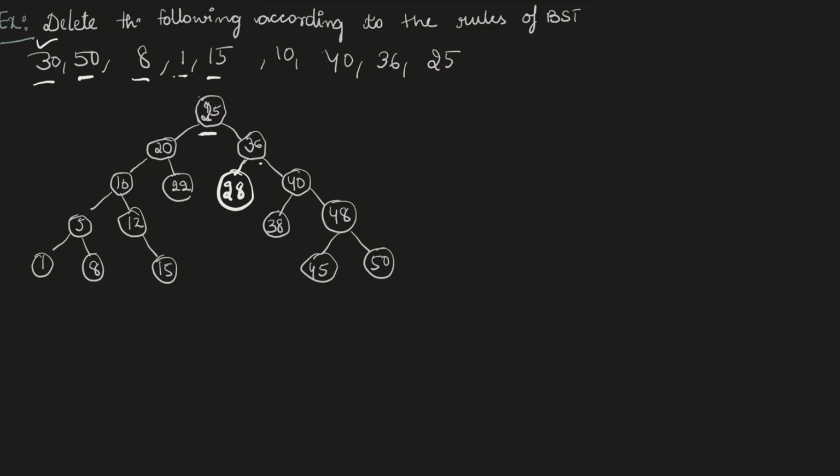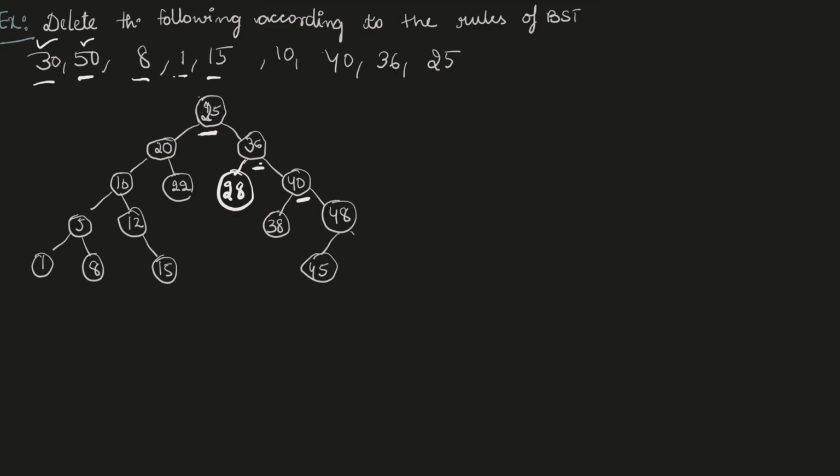Now similarly, to delete 50, we need to again do the searching. So 50 would be obviously right side of 25 and right side of 36 and also right side of 40, coming to the next root, that is 48. So 50 would be right side of 48. So we have found the element. Now this is the leaf node, so we can directly delete the leaf node. We are done with 50.